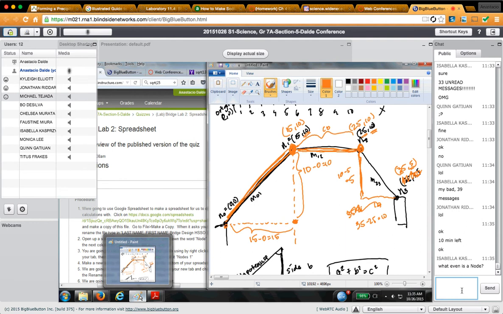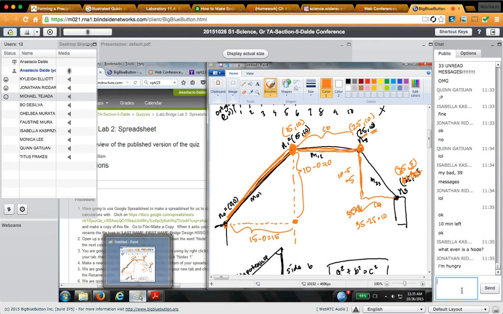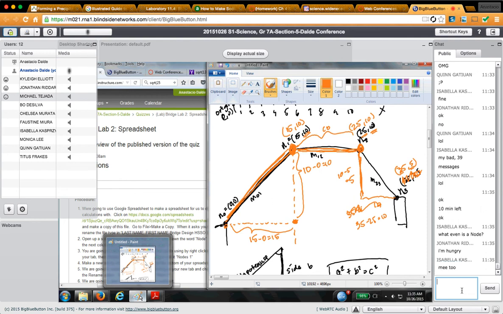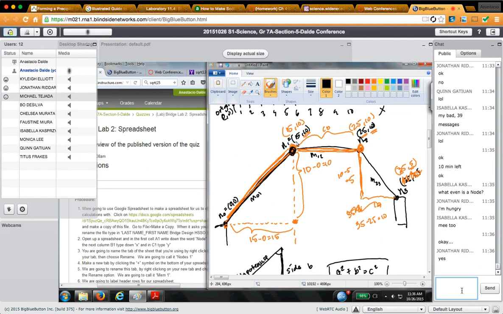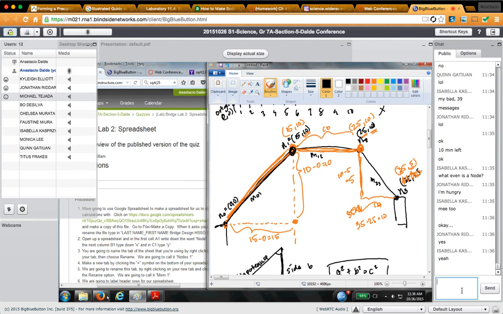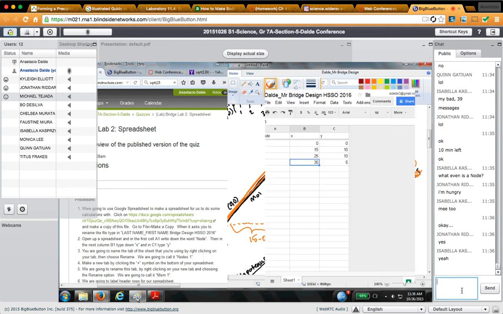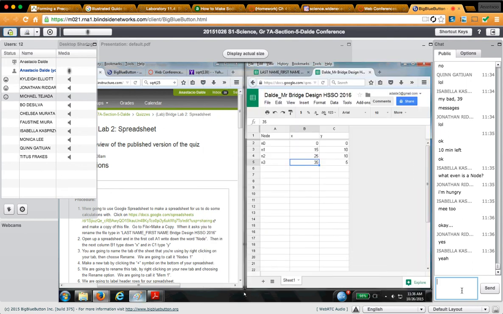What even is a node? What is a node? Okay. A node is like the connecting points on your bridge. They're the connecting dots. They're the points where two pieces of your bridge meet up. Does that make sense? All right. A lot of times you'll hear it as the part that doesn't move, but I think the better way to think of it is to just call it that.